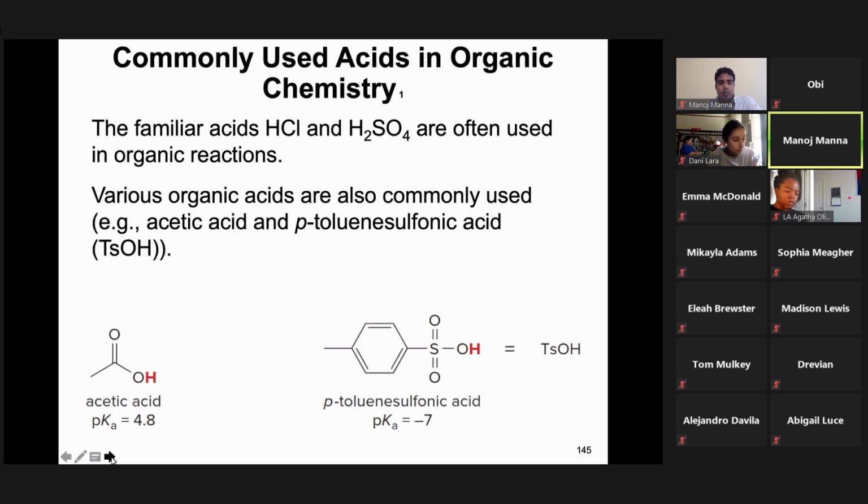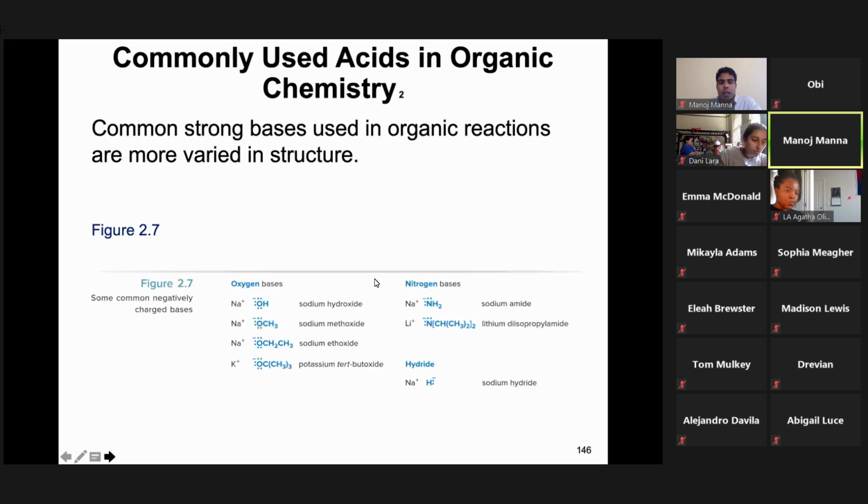So that's the case. We have to know the names of some molecules and their structures, so that we can identify acids and bases. Now, some examples of oxygen-containing bases and nitrogen-containing bases.